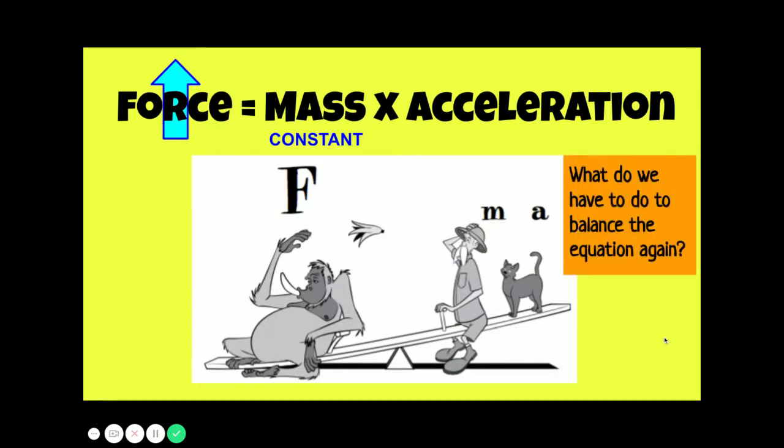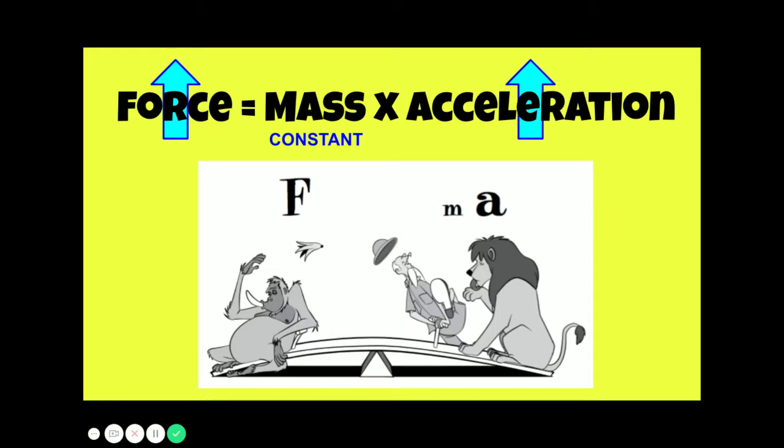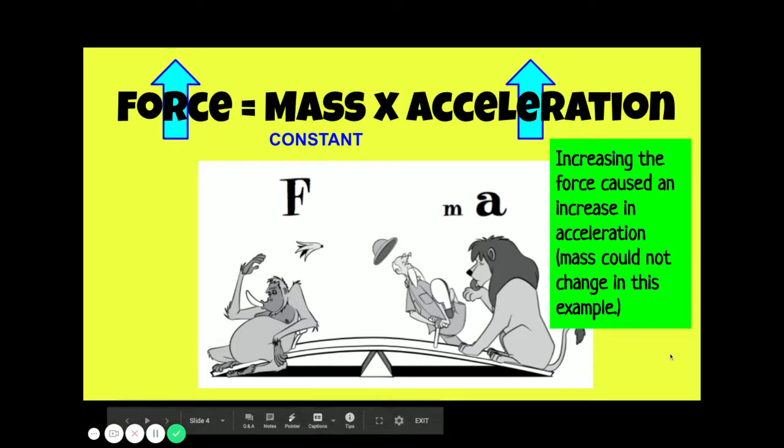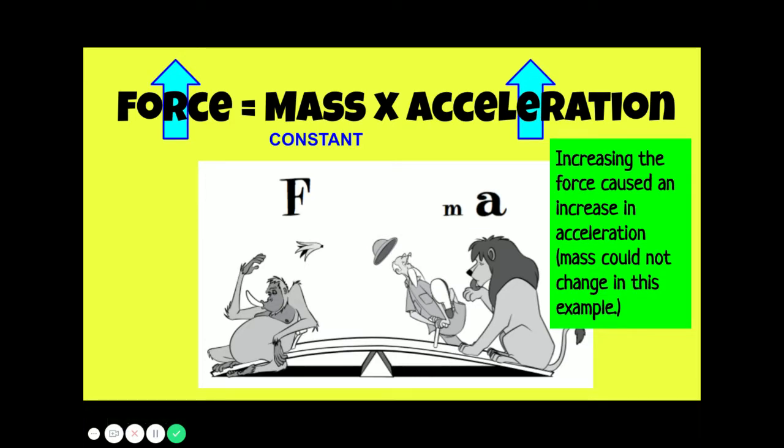So what do we have to do to balance it? We can't change the guy. So the only thing left that we can change is the kitty, the acceleration, right? So the acceleration has to get bigger in order to rebalance the equation. So if the force went up but the mass didn't change, the acceleration also went up. Increasing the force caused an increase in acceleration. Mass could not change in this example.